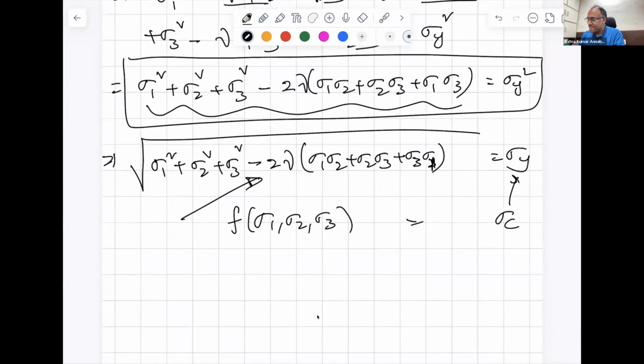Is that clear? So each theory is just a different functional form for describing whether the failure is going to happen or not, based on certain hypothesis. So this is your total strain energy theory.